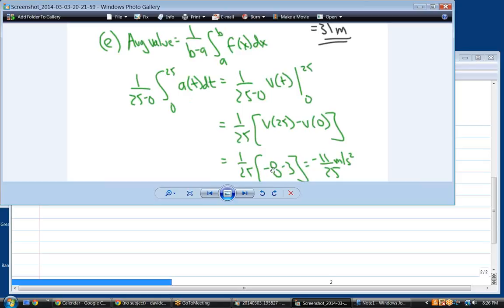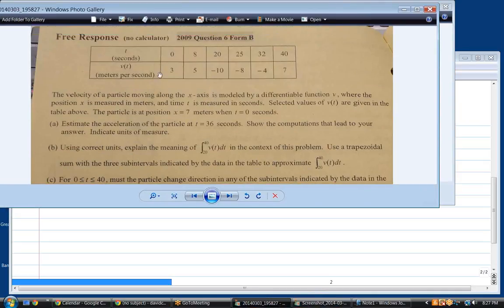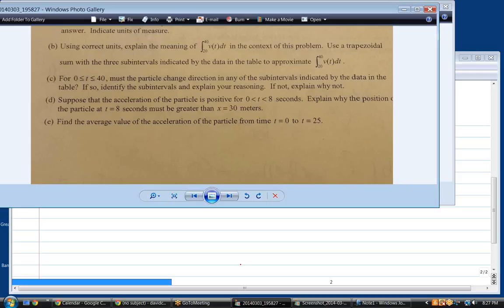At 25, it was minus 8. At 0, it was 3. So the average acceleration from 0 to 25 is minus 11/25. Minus, that means she must have slowed down. So she was going 3 meters per second at 0, and she slowed down to minus 8 at the 25-second mark. So we would expect the negative acceleration there. Okay. All right.